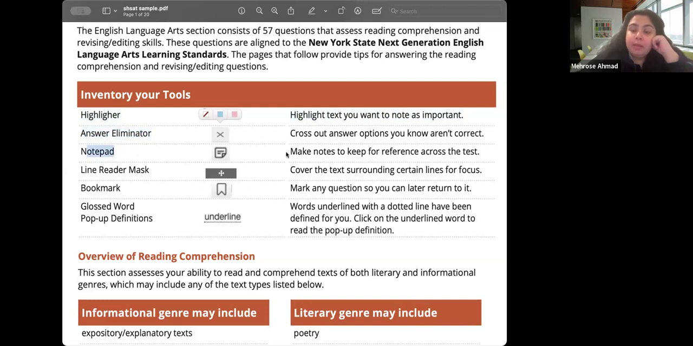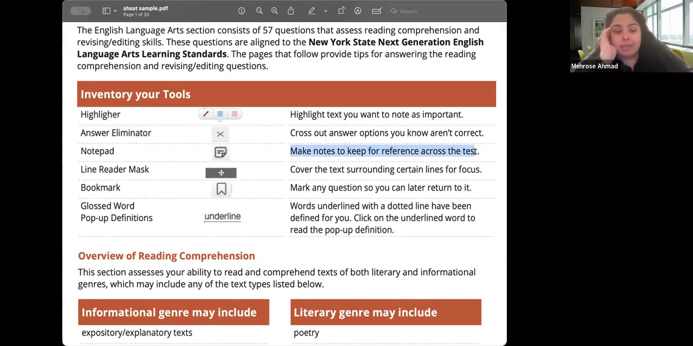Notepad: make notes for reference across the text. Once again, a very important feature that you might otherwise gloss over. I would always encourage my students to take one to two, three word notes in the English language arts section for every paragraph to quickly summarize its purpose. I'll try to show you how to do that live now as well. That is really important because it allows you to make almost a trackpad or a summary of the entire passage through annotations on the side.